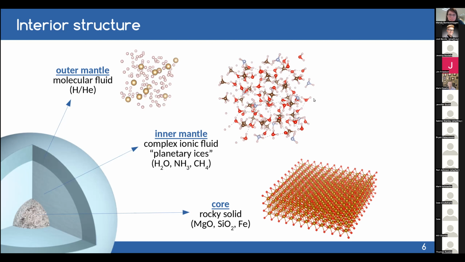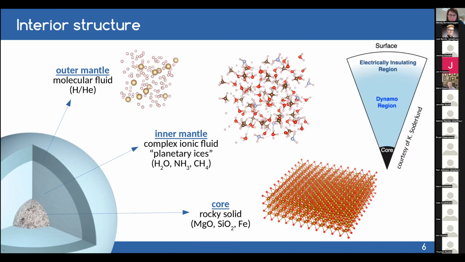Then we have an inner mantle, which is dominated by water, ammonia, and methane, where water is the most dominating part. And then we have a core, which is full of magnesium oxide or also silicates or iron, for example, where people really take a lot of different equations of state. And the thing we want to focus on is basically how this all connects to this magnetic field structure.